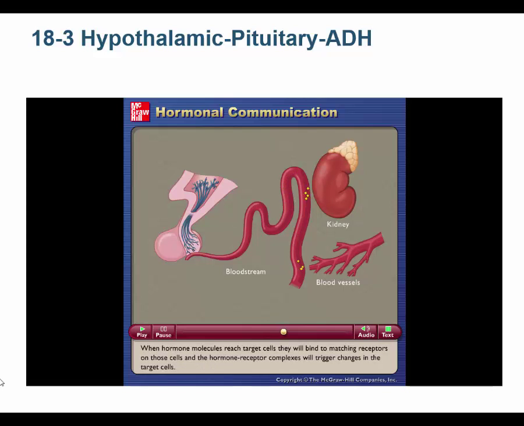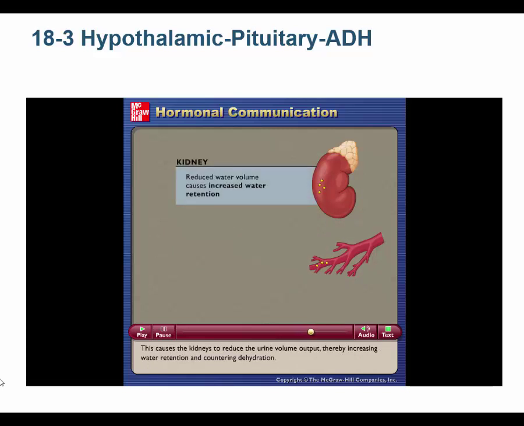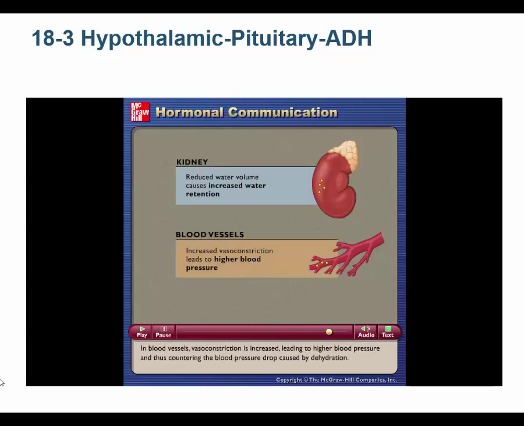When hormone molecules reach target cells, they will bind to matching receptors on those cells, and the hormone receptor complexes will trigger changes in the target cells. This causes the kidneys to reduce the urine volume output, thereby increasing water retention and countering dehydration. In blood vessels, vasoconstriction is increased, leading to higher blood pressure and thus countering the blood pressure drop caused by dehydration. In fact, you can see now why ADH is sometimes called vasopressin. Vaso for blood vessels, pressin for pressure. So if ADH, also known as vasopressin, causes vasoconstriction, pressure on the blood vessels, then it increases blood pressure. So that's why ADH has two names, antidiuretic hormone and vasopressin, because it affects the kidneys and blood vessels. So you can see that there.